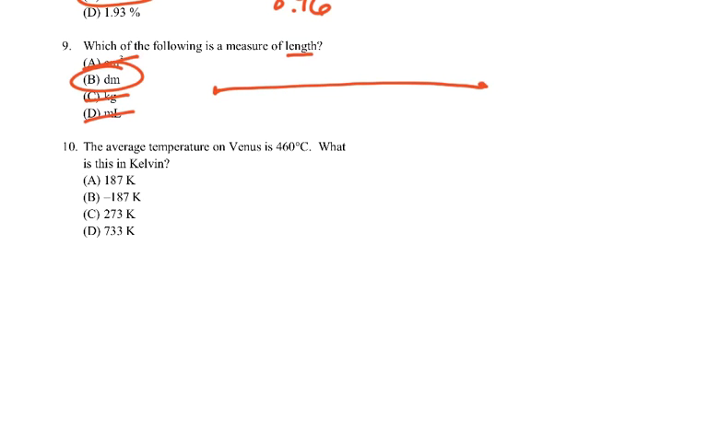Okay, the average temperature on Venus is 460. What's this in Kelvin? Okay, Kelvin is always higher than Celsius. So I'm going to take my Celsius, I'm going to add 273, and that'll give me my Kelvin.